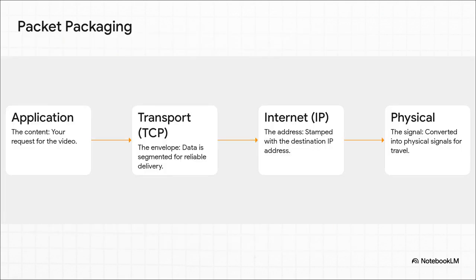Let's break that down real quick. Think of it in layers. First, you have the content. That's your actual request for the video. Then TCP, one of our protocols, wraps it in a reliable digital envelope. Then IP, the other protocol, stamps the destination address on it. And finally, at the very bottom, it's all converted into physical signals, like little pulses of light shooting down a fiber optic cable, ready for the actual physical journey.